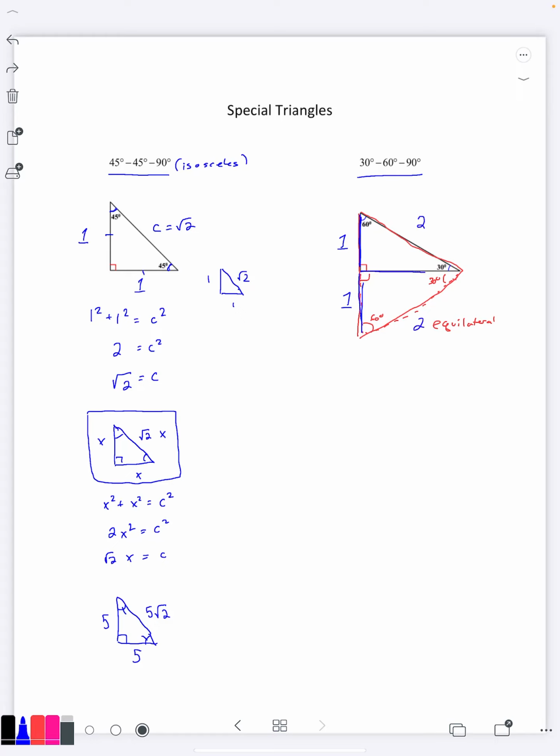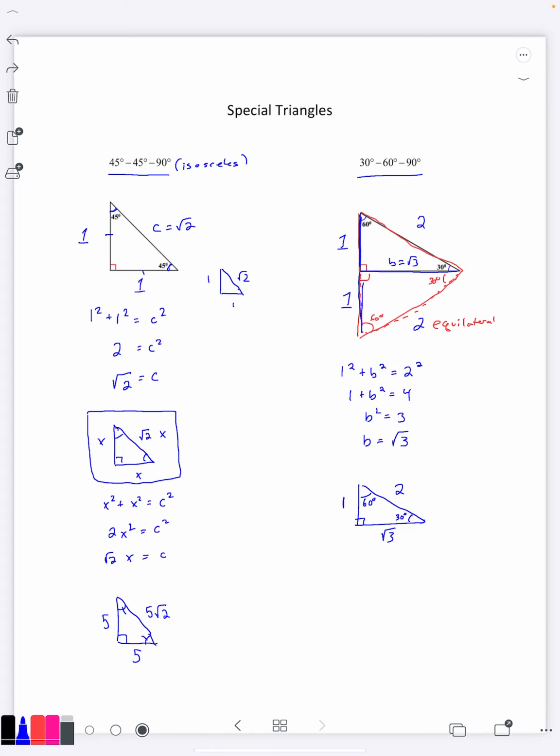Then if we want to find this missing middle length, we can use the Pythagorean theorem. We'll call this side b. 1 squared plus b squared is 2 squared. This time we're going to get b squared is 3. So b is going to be the square root of 3. And so the standard 30-60-90 right triangle, and please excuse my poor drawing here, is going to have the shortest side of 1. The hypotenuse is always double of that. And the other side is the smallest side, 1, multiplied by square root of 3.